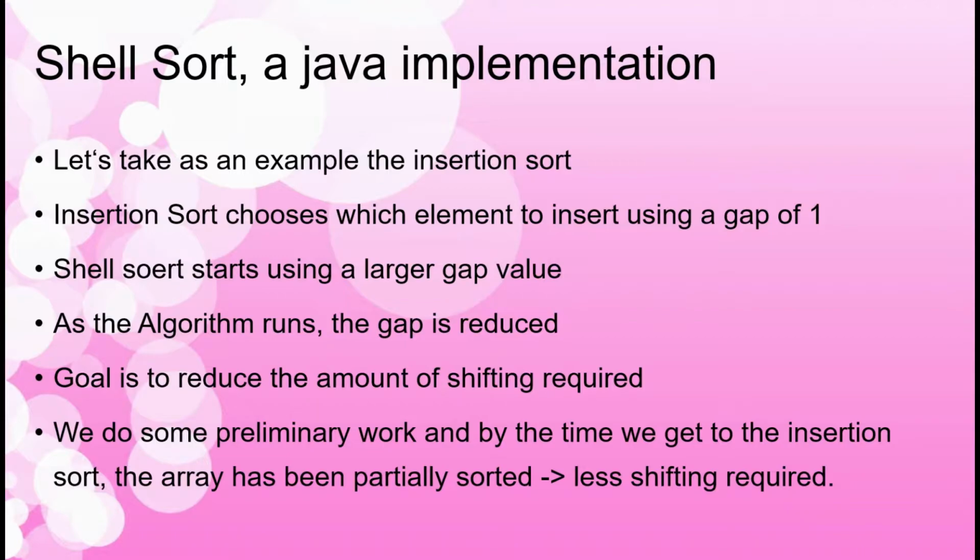The shell sort starts using a larger gap value, for example 2, 3, 4, 5, and so on. As the algorithm runs, the gap is reduced. For example, if you have a gap of 10, you can cut it down to 5 and then cut it down to 2 and so on. The goal is to reduce the amount of shifting required. We do some preliminary work, and by the time we get to the insertion sort, the array has been partially sorted. That means that less shifting is required.